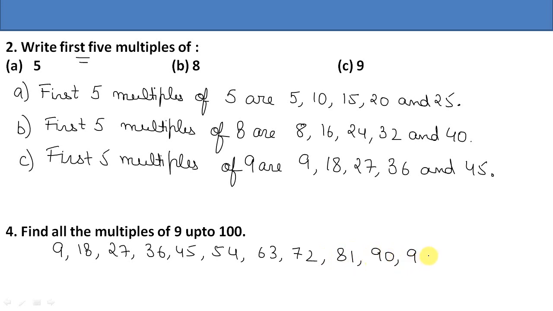अब इसके बाद अगर आप कोई भी नंबर लिखोगे मल्टीपल ऑफ 9, वो 100 से ज़्यादा बड़ा नंबर हो जाएगा. We have to write down only the multiples of 9 up to 100. So these all are the multiples of 9 up to 100.